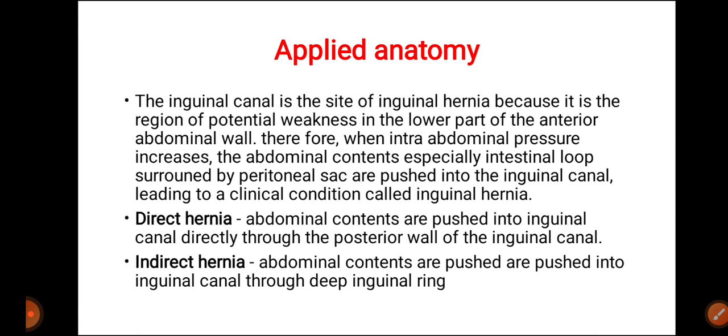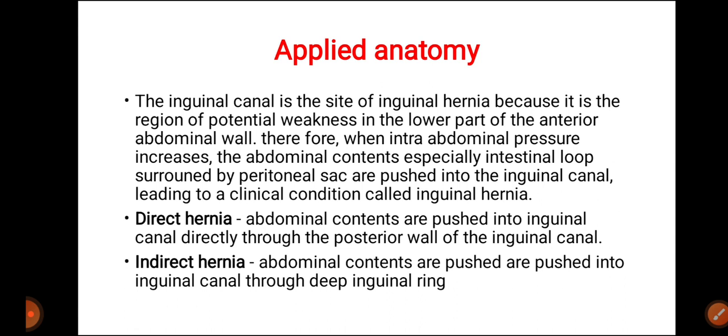The inguinal canal is the site of inguinal hernia because it is a region of potential weakness in the lower part of the anterior abdominal wall. So the inguinal canal is the site where inguinal hernias occur. Why? Because it is a potential weakness in the lower part of the anterior abdominal wall. When the intra-abdominal pressure increases, the abdominal contents, especially loops of intestine and peritoneal sac, are pushed into the inguinal canal. This leads to the clinical condition called inguinal hernia.